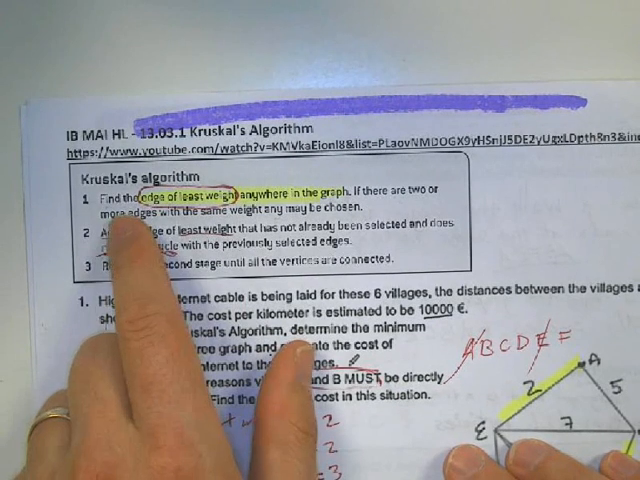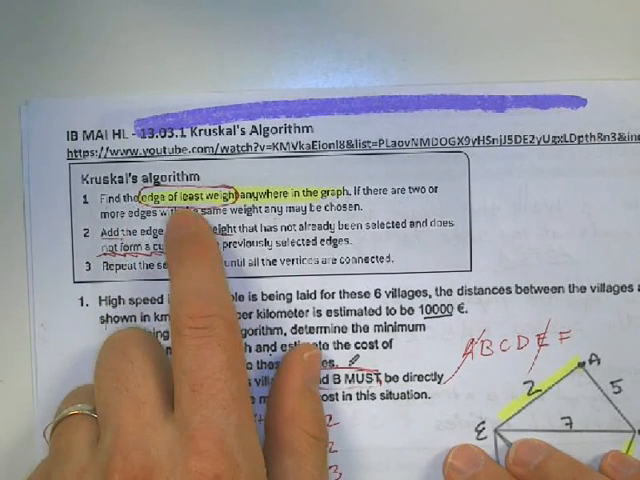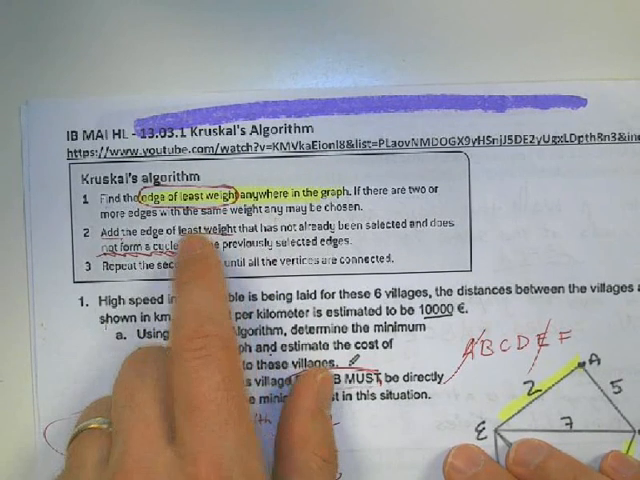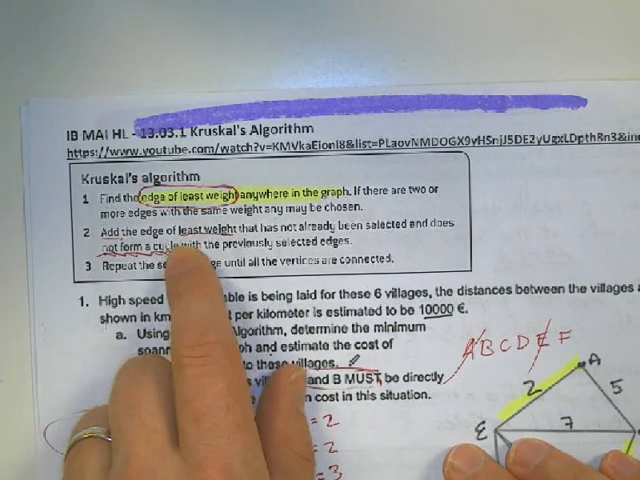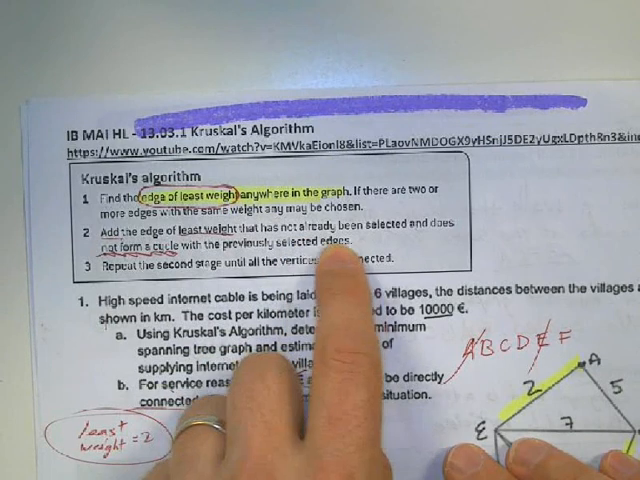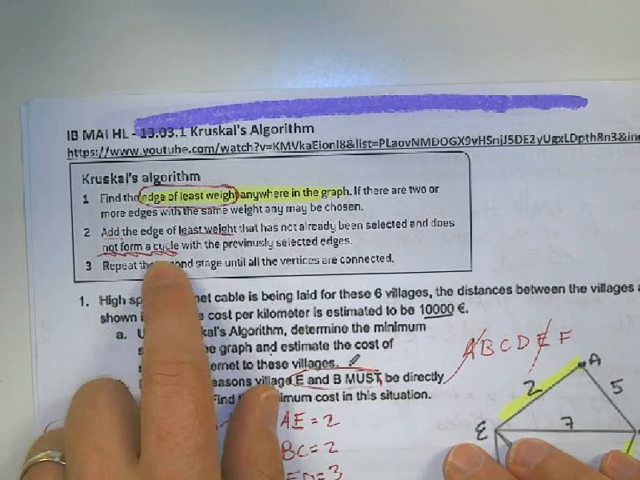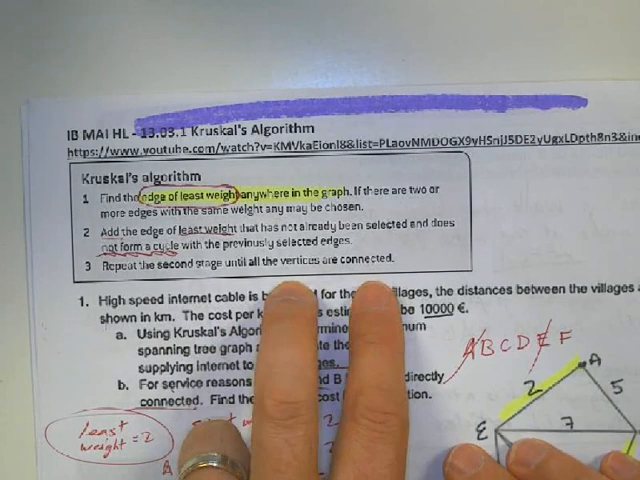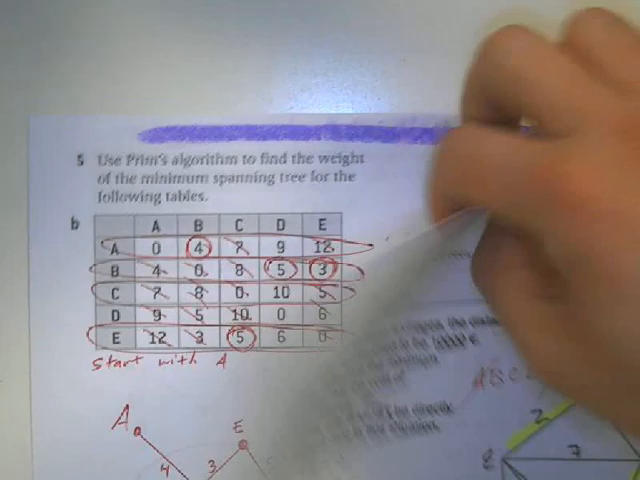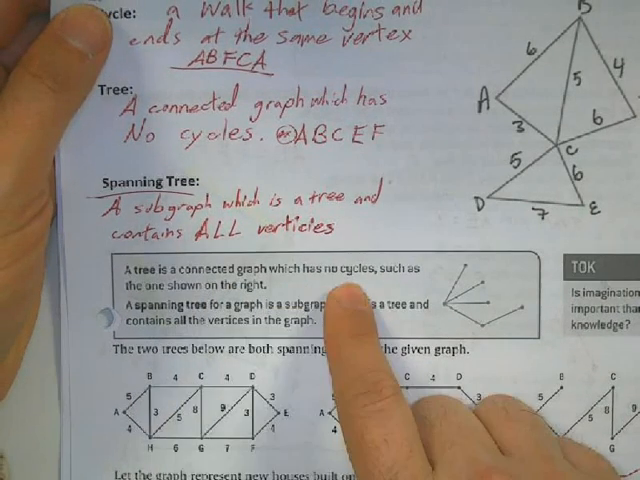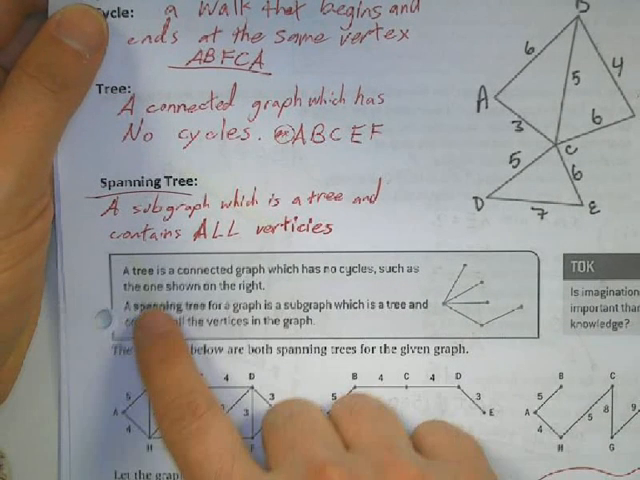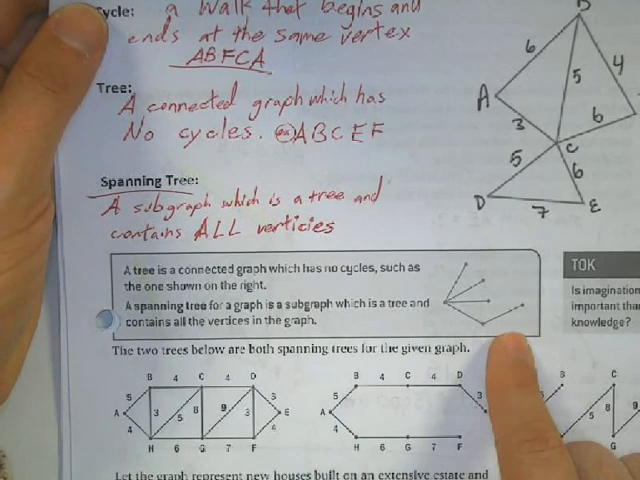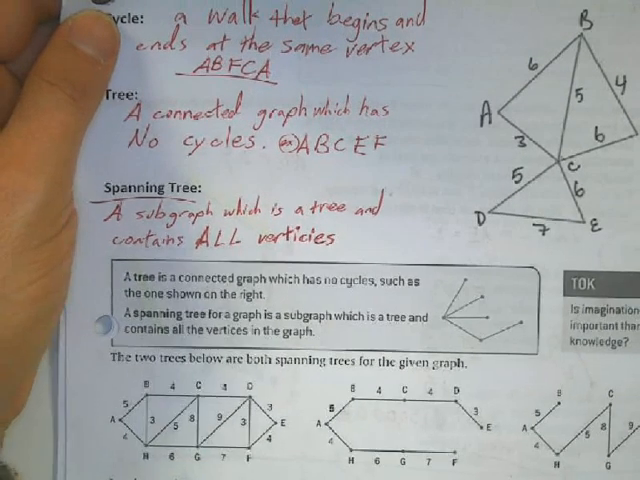So first thing is you're going to pick the edge with the least weight anywhere on the graph, add the edge of the least weight that has not already been selected and does not form a cycle, and then we're going to repeat the stage until all of the vertices are connected. Because basically a tree is something that connects the graphs, has no cycles, and connects all the vertices together.